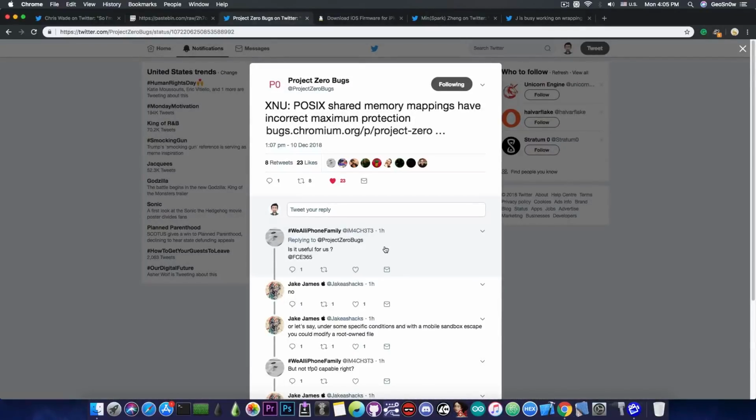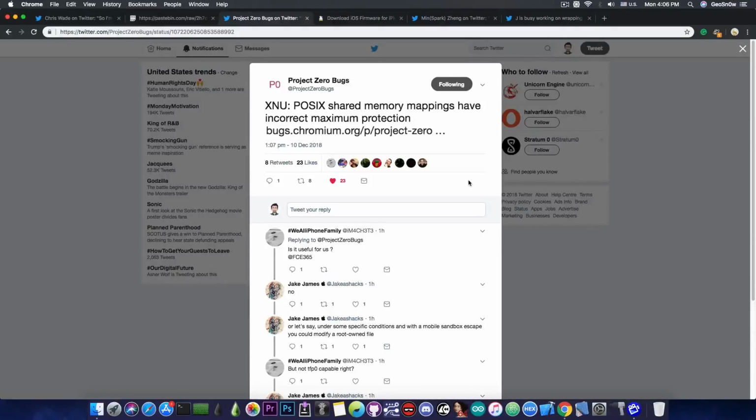And the reason for that is that this one doesn't give you the kernel task port or TFP0 either. What it can actually do, however, is to be used in a combination with a sandbox escape, and you would be able in some specific conditions to modify a root-owned file, as Jake James is stating in here, and he is correct. But anyways, it's a little bit hard to do that. It's not practical for a jailbreak, and you do have to meet certain conditions, and you would need a sandbox escape anyways. And although this is an important XNU bug, it cannot be used in a jailbreak.